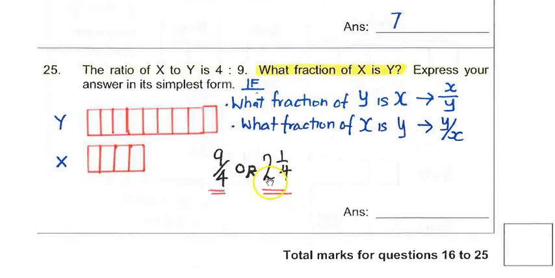Now most of you got it wrong because you say straight away 4 is to 9, or you put 4 over 9. It's not. The fraction is 9 over 4, or this, is your answer. So the expression should be y expressed of x. What is the fraction of x when you look at y? Now get used to this expression. There's only two ways.